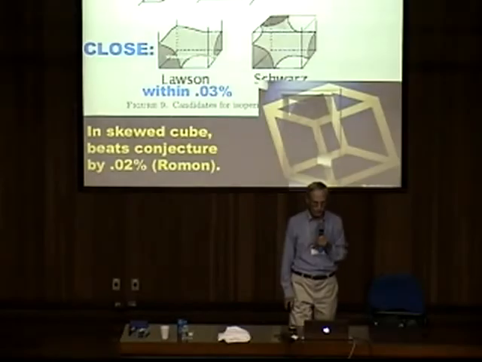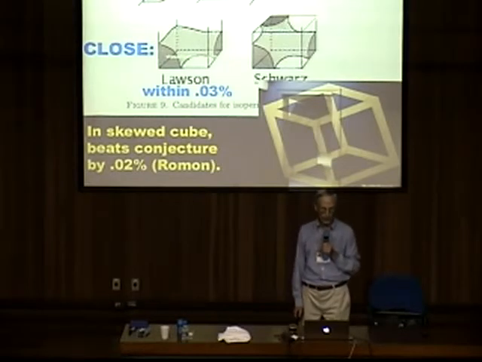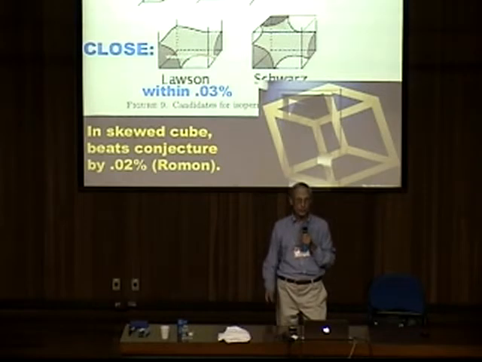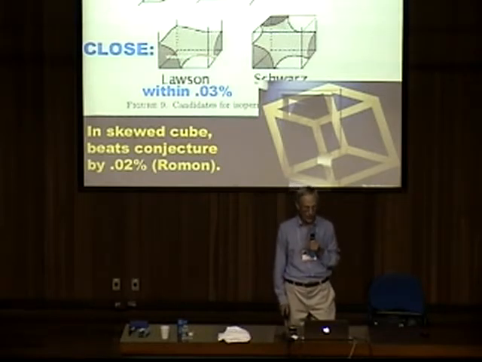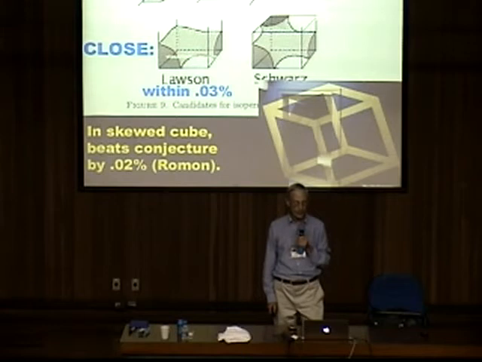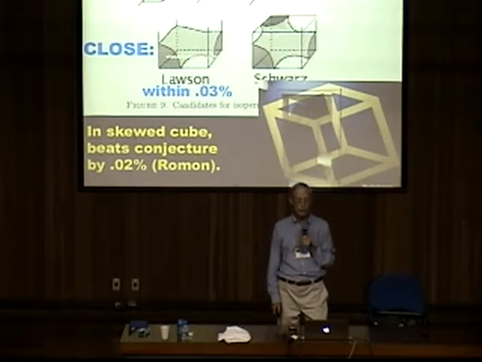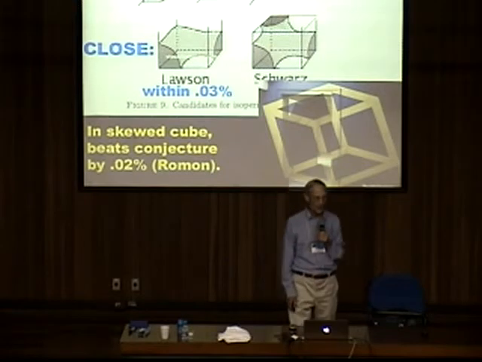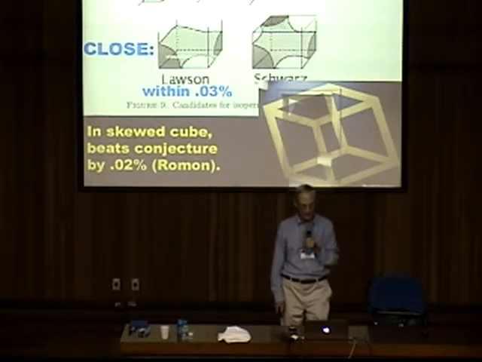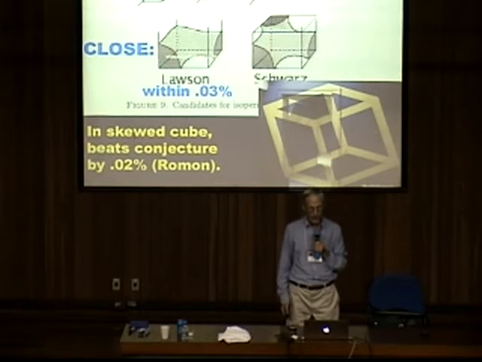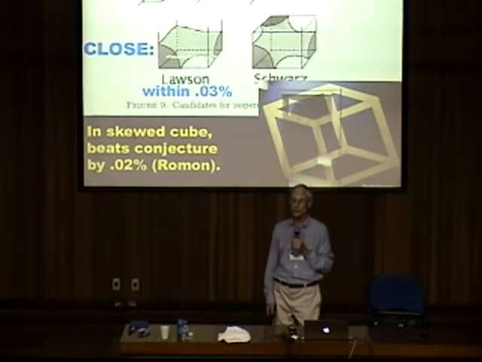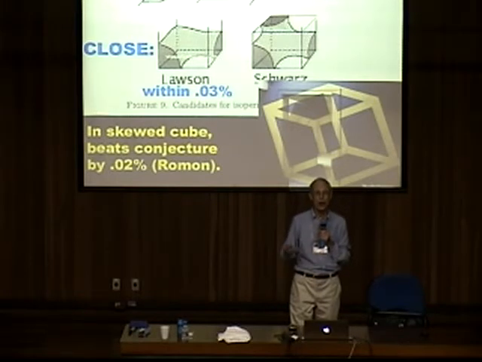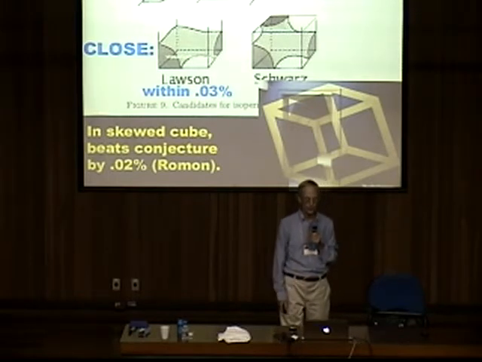And in fact, Ramon has observed that if you take a skew cube instead of the cube, if you skew the cube a little, then Lawson's surface actually wins by 0.02%. So you have to worry about all these weird competitors. But for now, let's assume that the conjecture is true, that the solution is either a little ball, a cylinder, a slab, or a complement of a cylinder, or a complement of a ball.